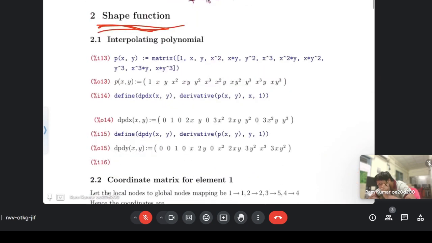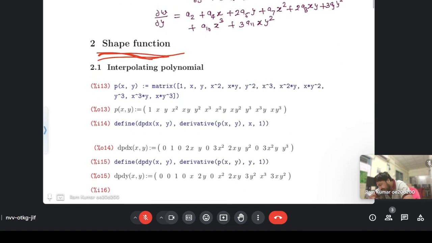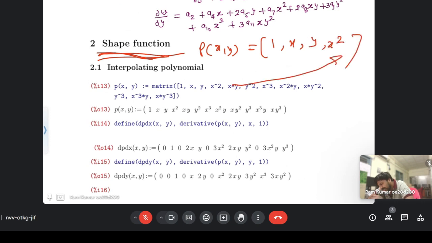We have that formula in matrix form. If I write it in matrix form, it will look like P(x, y) equal to 1, x, y, and similarly we have to write the rest here. So this will be our interpolating polynomial.